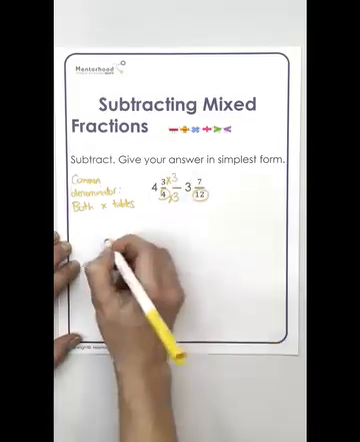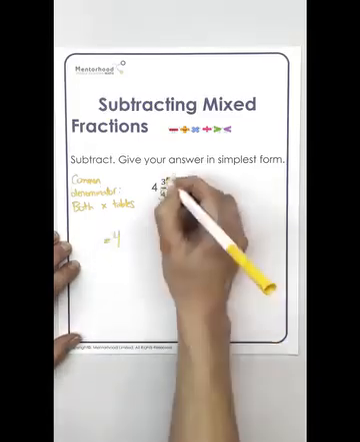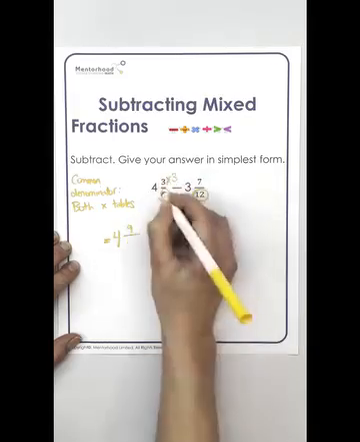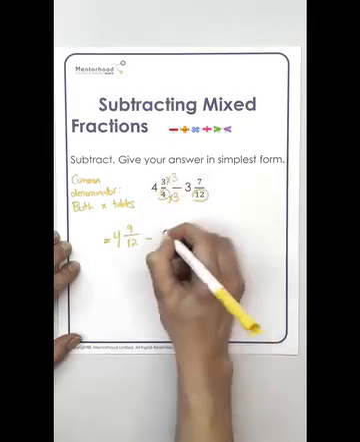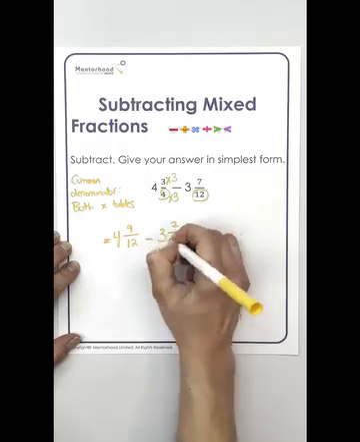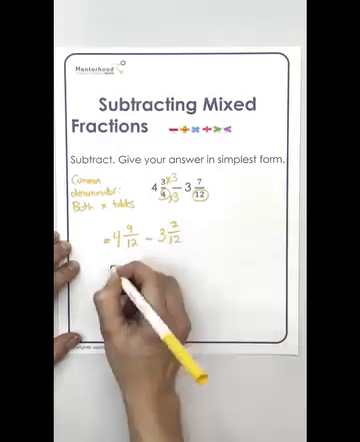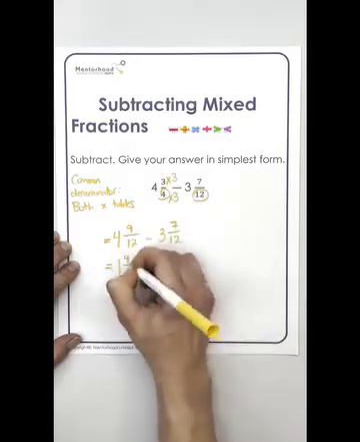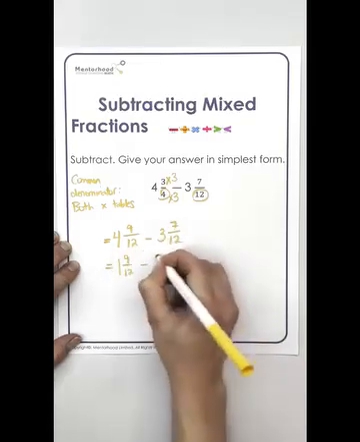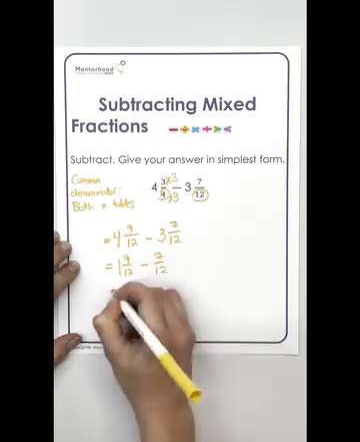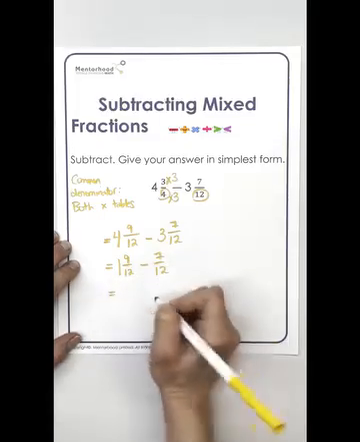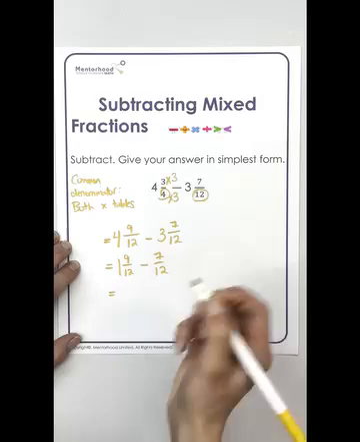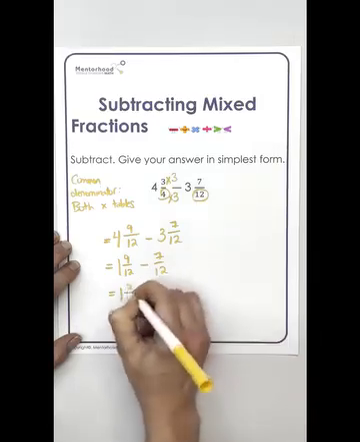So let me rewrite my new question. So I've got 4. 3 times 3 is what? 9. 4 times 3 is 12, minus 3 and 7 over 12. Okay, so let me subtract my wholes. 4 minus 3, that's going to give me 1. And then I'll just rewrite my parts. 9/12 minus 7/12. Now, can I subtract my parts? 9/12 minus 7/12. Well, that's pretty easy. That's 2/12. So I've got 1 and 2 over 12.